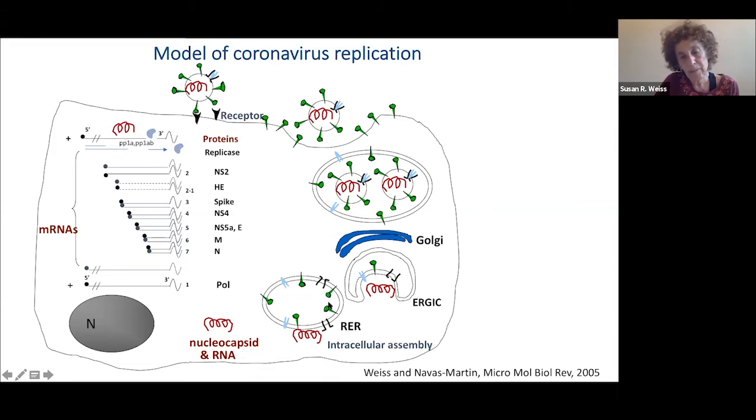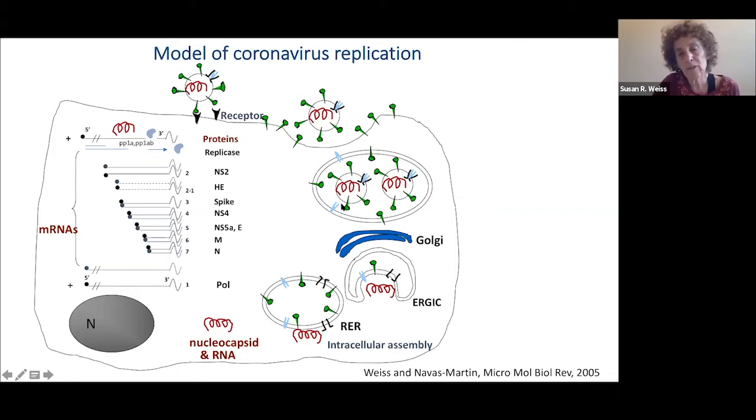They identify regions of viral modification. Meanwhile, the RNA and the nucleocapsid protein complex to form nucleocapsids, which bud into these membranes. They bud into a compartment between the endoplasmic reticulum and the Golgi called the ERGIC.